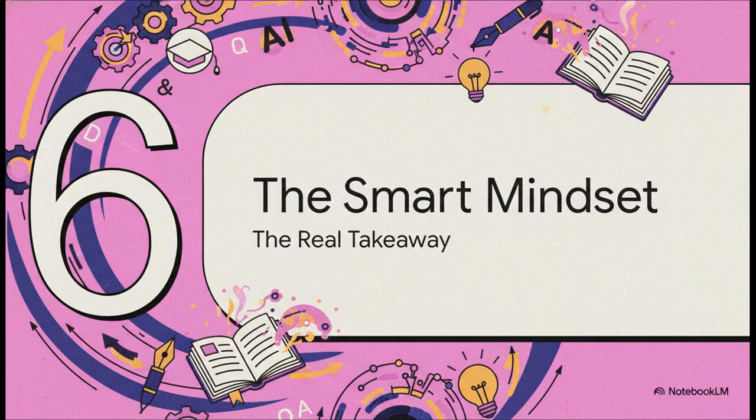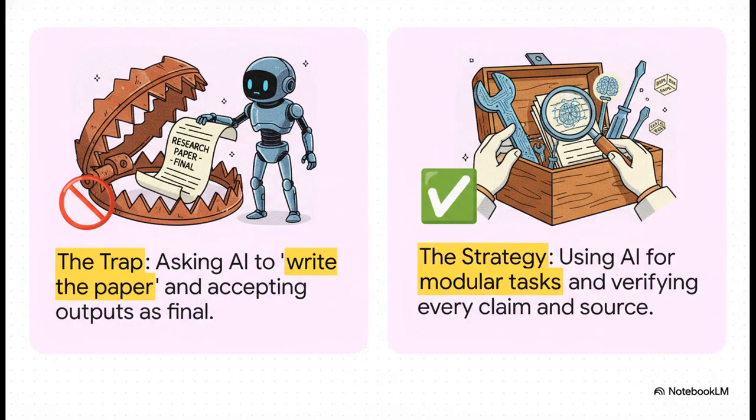So, we've covered a lot of the how-to, but the most important part of using these tools well isn't about any specific app. It's about a fundamental shift in your mindset. And this slide just says it all. The trap is thinking of AI as a magical author that does the work. The winning strategy is seeing it as a set of power tools. You use them for specific jobs, you treat everything they give you as a suggestion, and you, the human researcher, are always the one to verify every single claim.